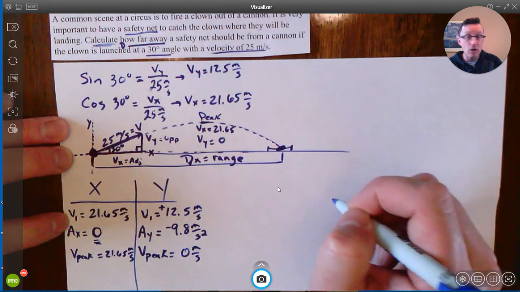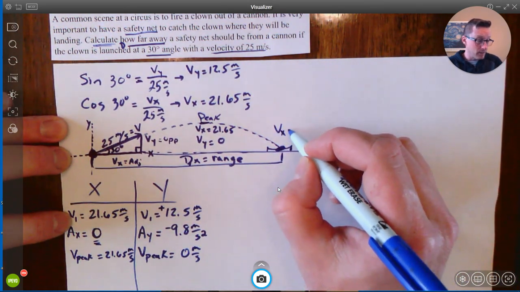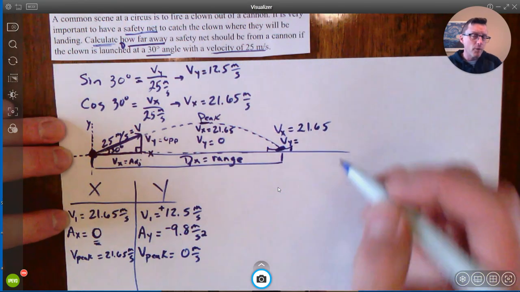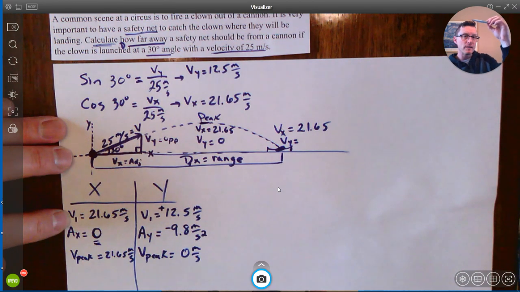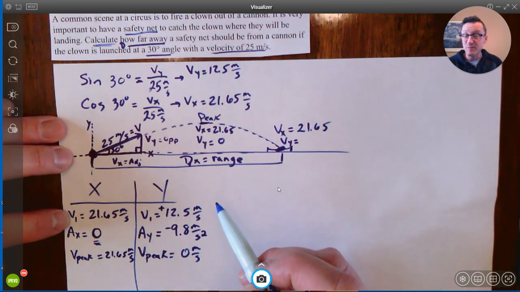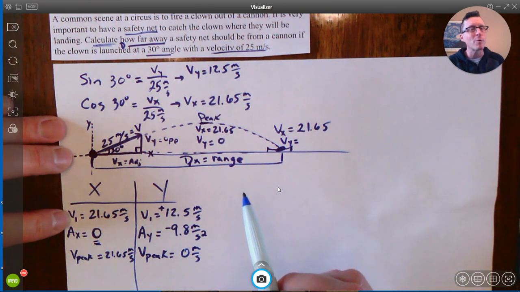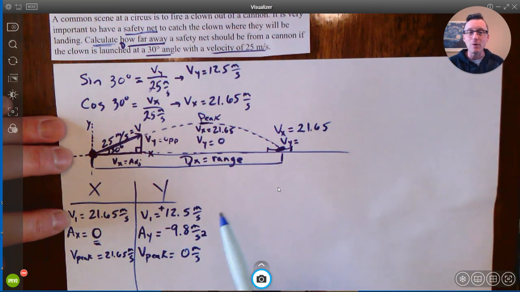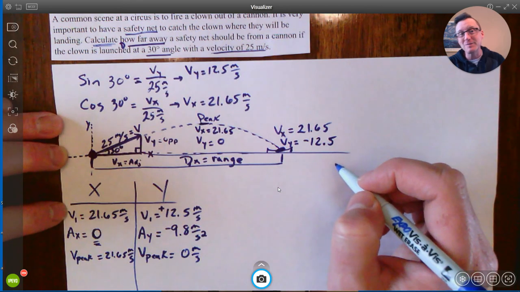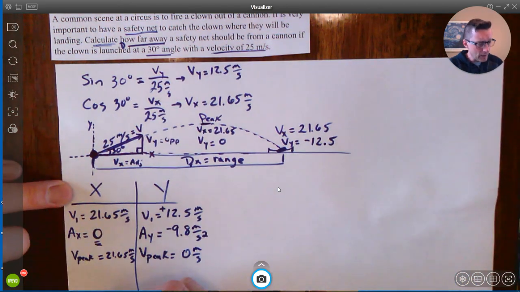Okay, we also know at the end where the clown lands. We know the Vx, because the acceleration in the X direction is zero, is still 21.65. Remember for the Vy though, gravity has just as much pull bringing it up as it did coming down. And that all depends on how much distance gravity can pull it with. It has the same amount of distance going up as it does coming down, which means the speed change that gravity causes should be the same, but in the opposite direction. So if we went from 12.5 to zero to get to the peak, going from the peak to the end is going to be the same change, but now we're going downward, so it's going to be a negative. So we go from zero, and our Vy at the end is going to be negative and the same speed as it was at the beginning, but now it's downward. So negative 12.5.